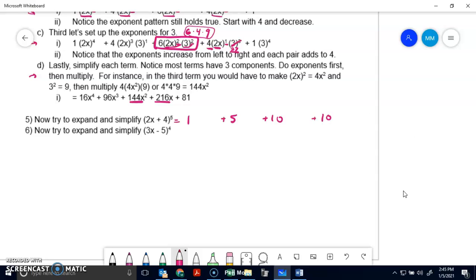And then, I probably need more room on this one. And then 2x is the first term, so that starts. I raise 2x to the 5th power, and then 2x to the 4th power. And then, I think I'm going to need more room. Here's my 10 again. And then 2x to the 3rd power. And here's the other 10. And then 2x to the 2nd power. And then here's the 5. And then 2x to the 1st.